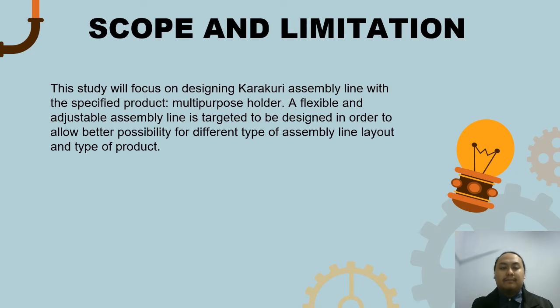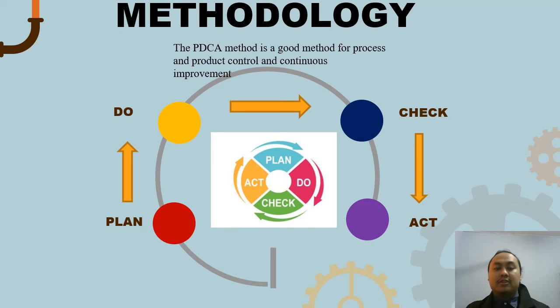For the methodology, I use the PDCA method, which is a good method for process and product control and continuous improvement. First, the plan phase. The planning phase is the most important phase because it will affect the final product. The first step is to identify problems that affect the efficiency of the process. Literature review from various sources will be helpful in obtaining design ideas as well as improving knowledge about the Karakuri system, which involves Karakuri Kaizen, lean manufacturing, material handling, and ergonomics.